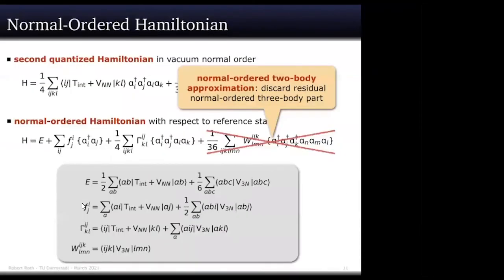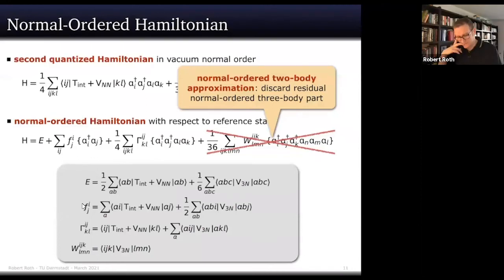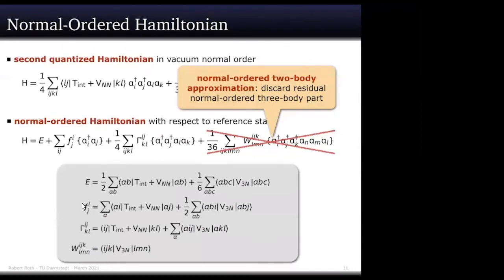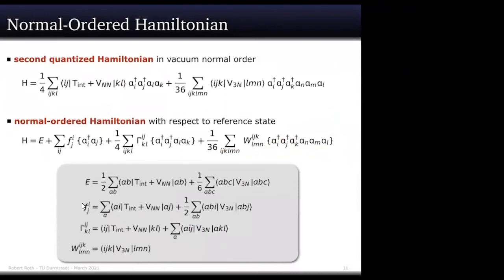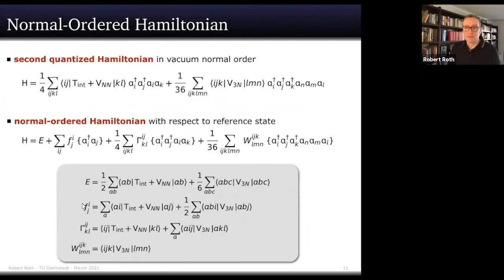Okay, I just didn't really understand in your previous slide how removing this term is different from removing it directly in the vacuum normal order. Yeah, I mean, if you remove it here, there's not a single matrix element, not a single piece of information on the three-body force left in your calculation. It's simply gone from the beginning.